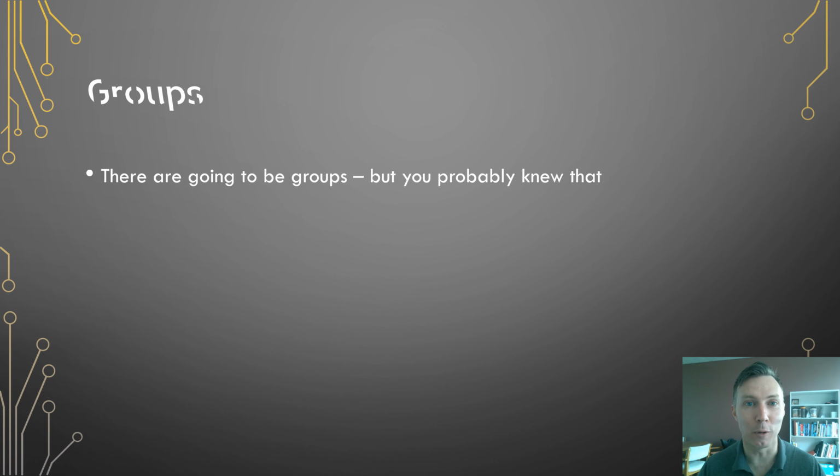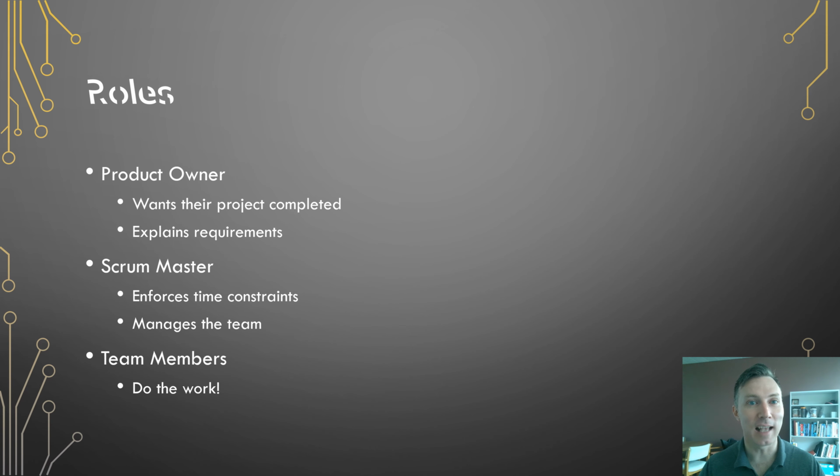Your tutor will help you divide into groups. Each one of these groups is going to be a project team working to satisfy the project owner's requirements. And because it's role play, we're going to need some roles. These are the roles: product owner, scrum master, and team members.